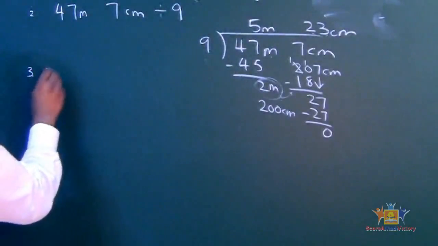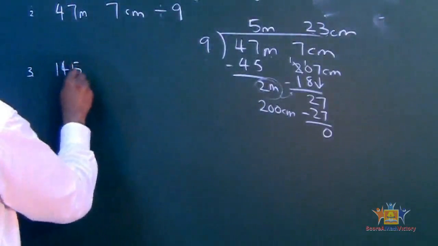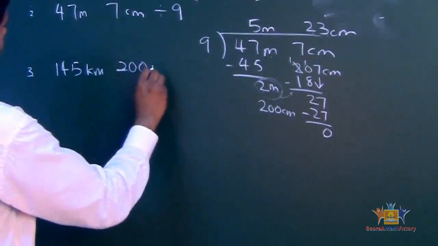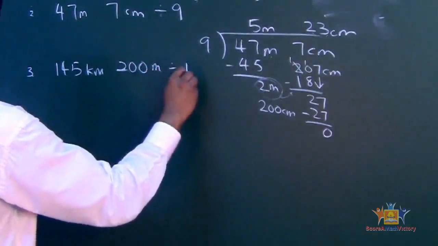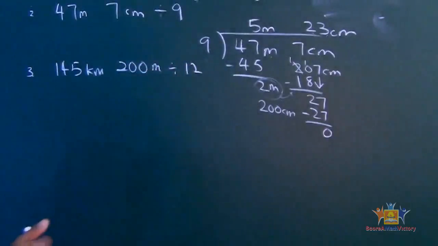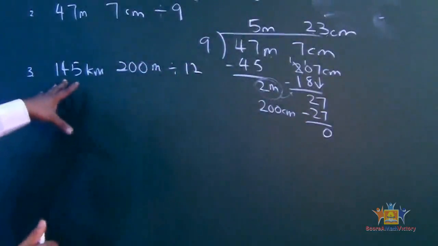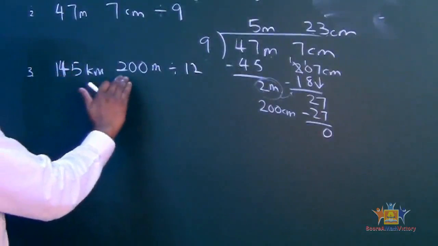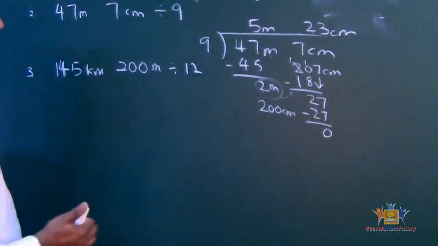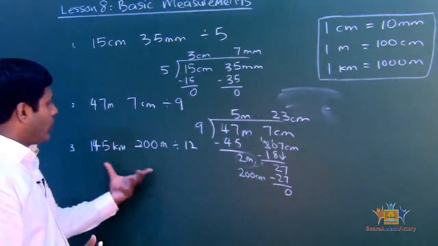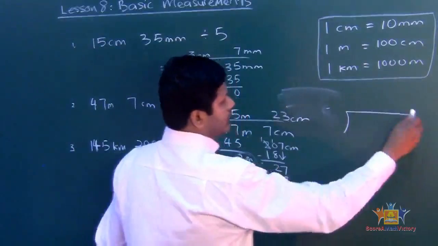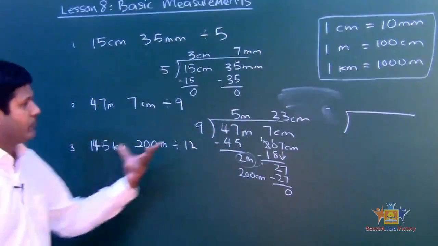Let's do 3-1. Let's say I got 145 kilometers and 200 meters, and I'm dividing that by 12. Alright, so let's do that. So what approach are we going to use? The long division method. Okay, so we're going to set this up in the form of long division.